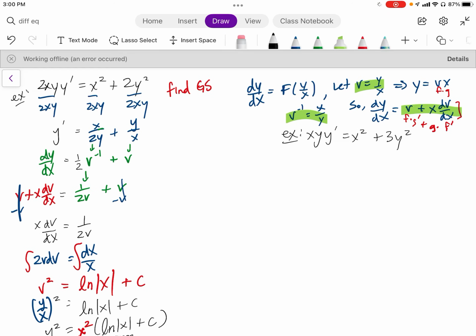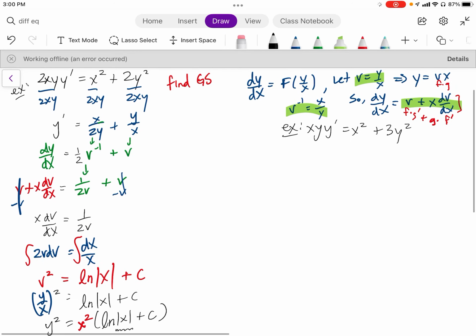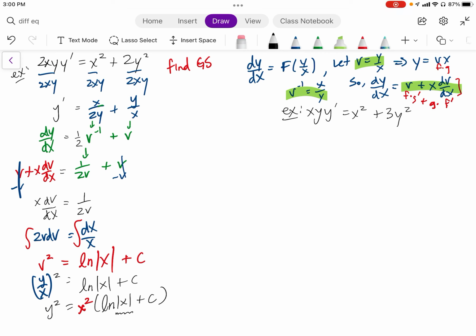Let's do one more example here. So again, first step: can we write this as a function of y over x? So always check, divide by that coefficient of y prime. So I'm going to divide everything here, xy, xy, xy. Oops, got a little sloppy there. And therefore, we have y prime equals x over y, and plus 3y over x.